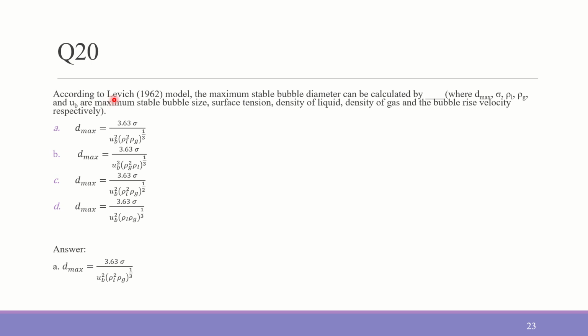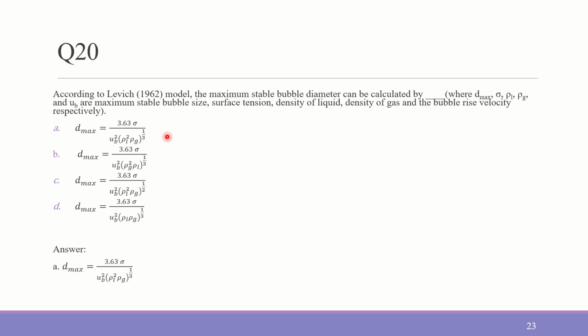So it is according to the Levich 1962 model, and we are asked to find the maximum stable bubble diameter. So remember that Levich has L. So in rho L, rho G, rho L has one more additional L, so rho L square. The square comes in the rho L term: rho L square into rho G, to the power of 1 by 3. The 1 by 3 you can almost remember, but it should be rho L square into rho G. So that is the answer.